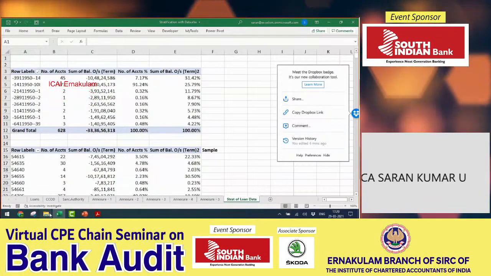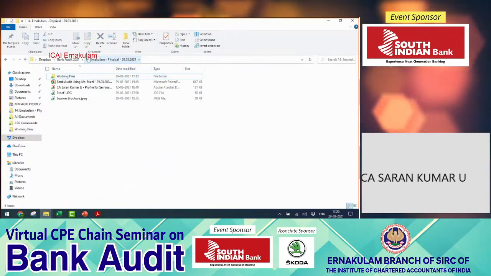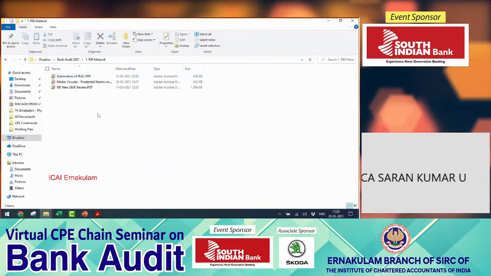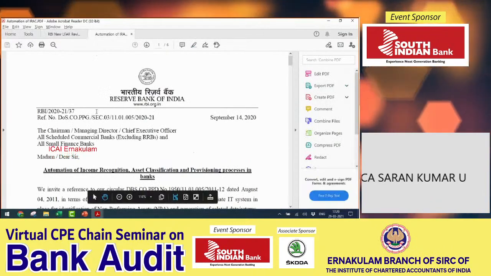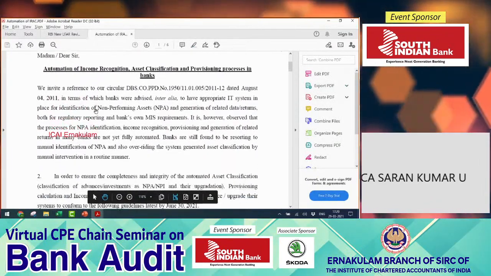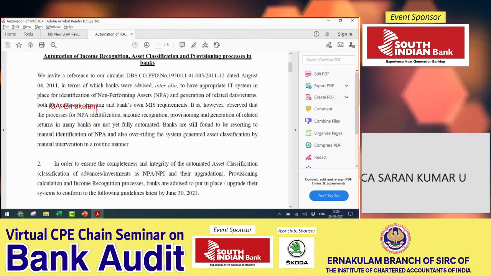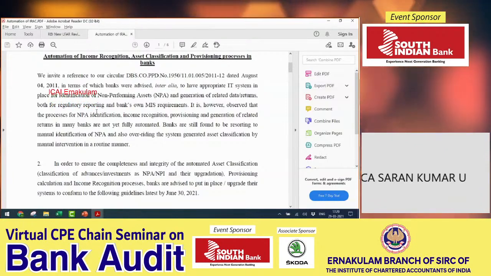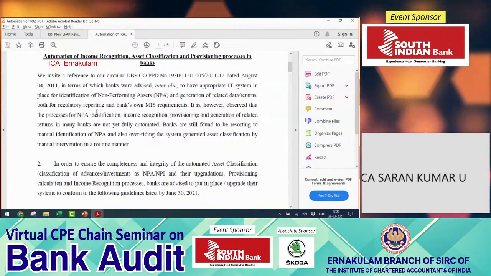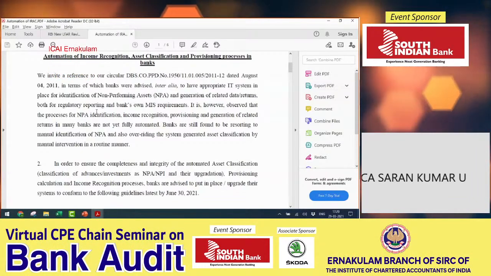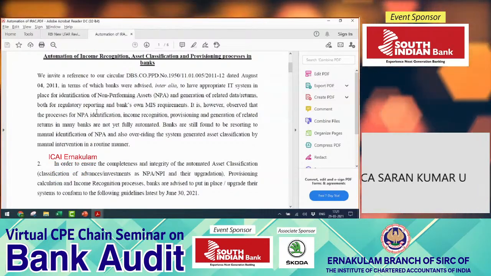Friends, let me emphasize a point, a guidance given by the RBI to all the banks, before myself going into the further session, because I just would like to show you this. I don't know how many of you are aware of this. Once you start reading this entire thing, you will be having 2 things. One is the satisfaction, because you will be understanding this content. The second one is you will start thinking, what is the fate of chartered accountants? What is this documentation? Automation of income recognition, asset classification, provisioning process in banks.